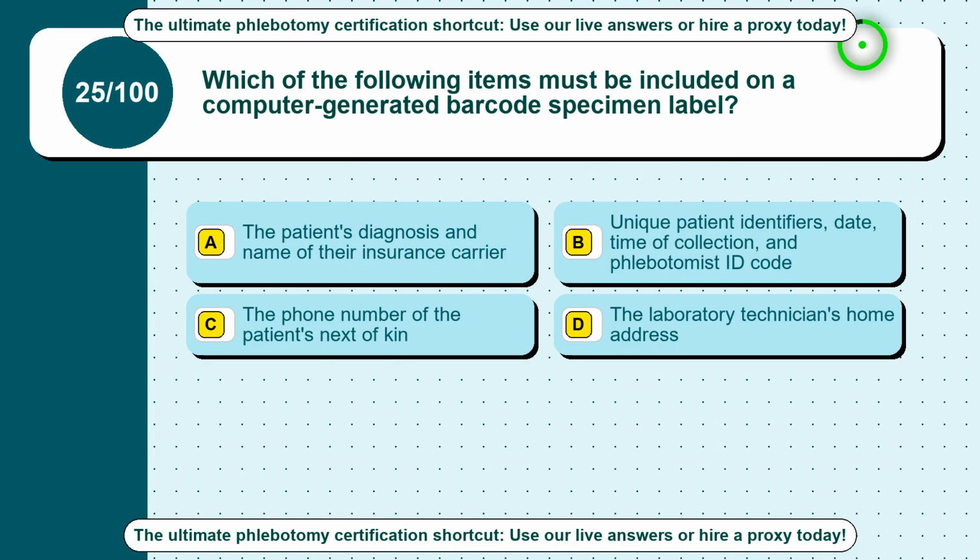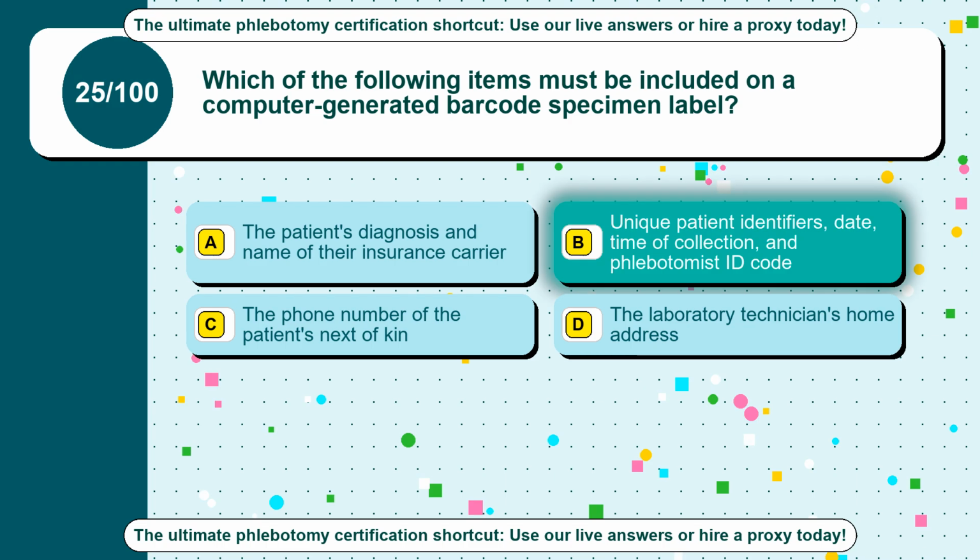Question 25. Which of the following items must be included on a computer-generated barcode specimen label? Option A, the patient's diagnosis and name of their insurance carrier. Option B, unique patient identifiers, date, time of collection, and phlebotomist ID code. Option C, the phone number of the patient's next of kin. Option D, the laboratory technician's home address.